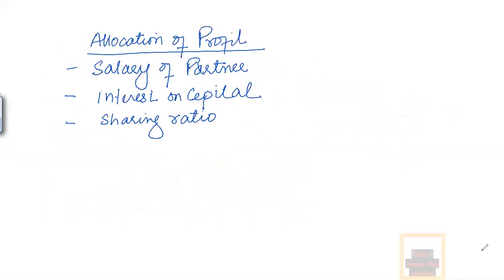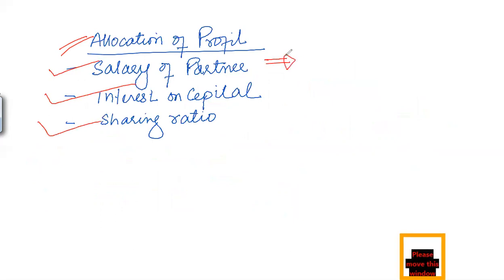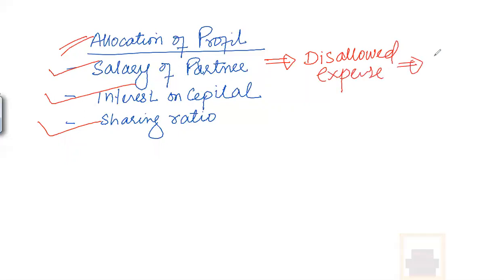Now, as far as the allocation of profit is concerned, there are different items that will be given in the question, that is salary of partner, interest on capital, and sharing ratio. For example, if salary of partner is deducted from the profit and loss account in determining profit for the year, then it is a disallowed expense. Salary of owner, salary of partner, is a disallowed expense. So if it has been deducted, you have to add it back to the accounting profit.